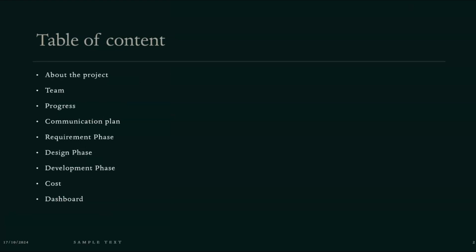So this is the table of contents. We discuss the project, the team, the progress, the communication plan, different phases like the requirement phase, design phase, development phase, and in the last we present the dashboard.